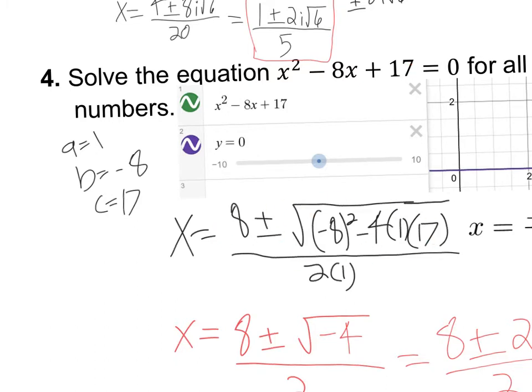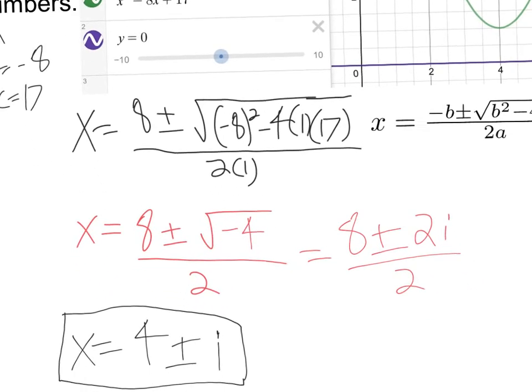Plug all those numbers into your quadratic formula and simplify your discriminant. Negative 8 squared is 64, minus 4 times 1 times 17, that's 68. So 64 minus 68 is negative 4. So the square root of 4, that's a perfect square. That's plus or minus 2. So the square root of negative 4 would be plus or minus 2i. So I just took the square root of negative 4 and turned it into a 2i.